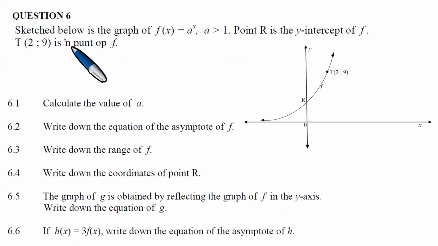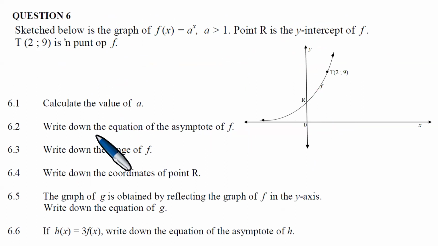Right, in question 6, we need to sketch below is the graph of the exponential function when a is bigger than 1. Point R is the y-intercept of f, and here is R, which is the y-intercept of f. T, which has the coordinates (2; 9), is a point of f. In other words, it is the point on f. Calculate the value of a.